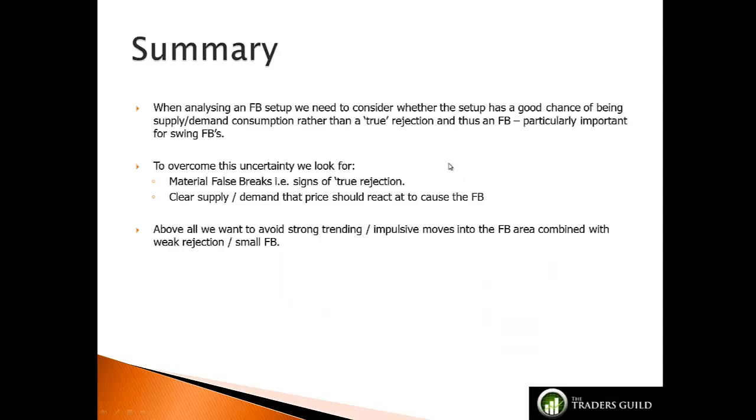So just to summarize, first of all we looked at a recap of video part 1, but more importantly, the takeaway from this video is that when analysing an FB setup, we need to consider supply and demand consumption and evaluate whether there is enough uncertainty about whether the breakout bar and the overall picture is just supply and demand consumption, or a sign of true rejection and a true false breakout. Okay, 2 ways we can do this. Look for materially sized false breaks, i.e. signs of true rejection, or find clear supply and demand that price should react at to cause the false breakout.